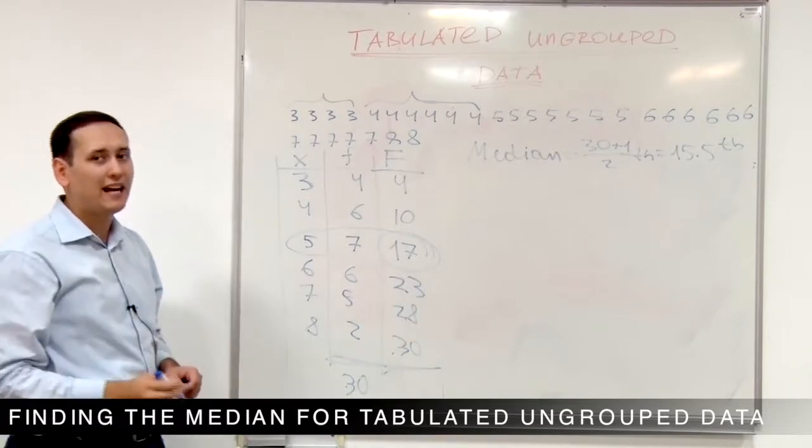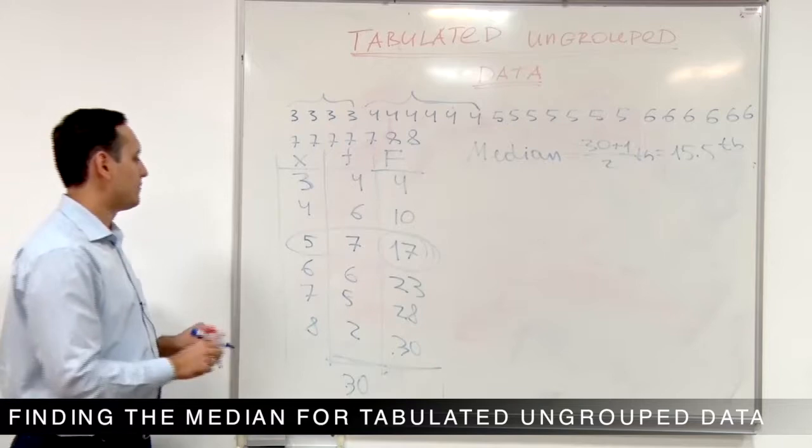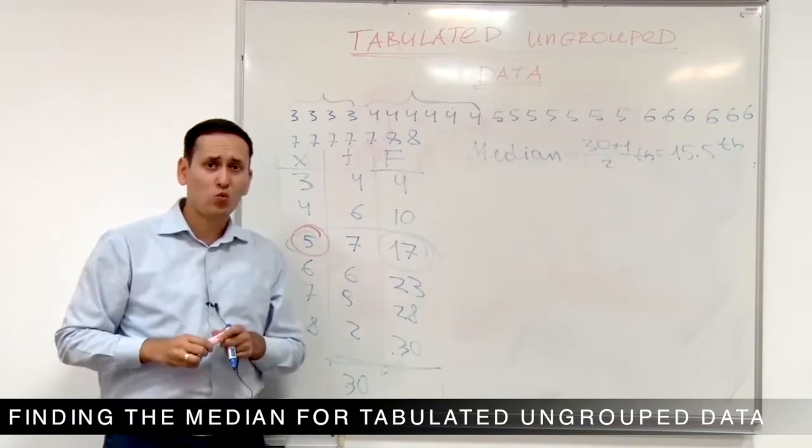And what is that value? And this value is 5. So your median, in this case, would be 5.